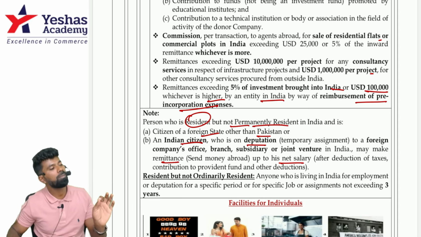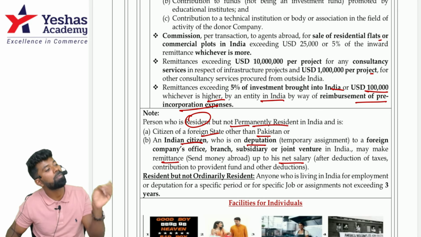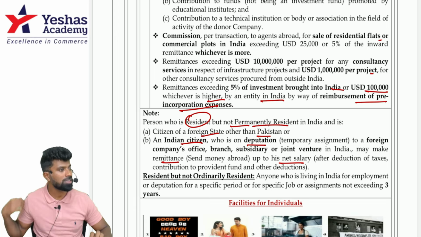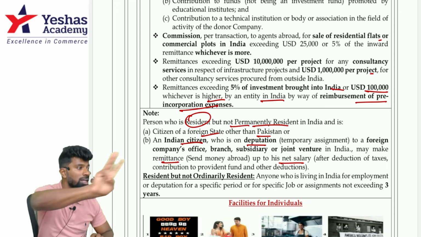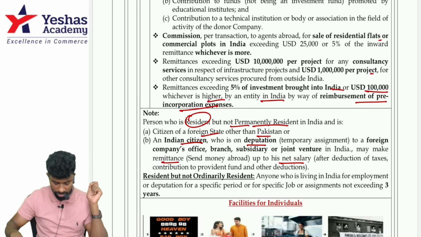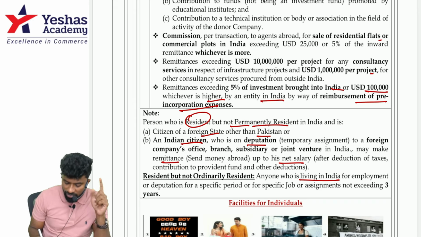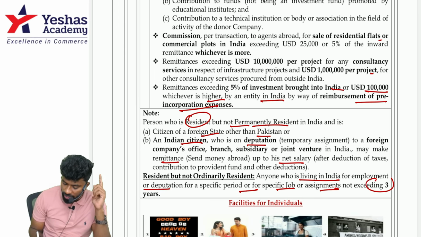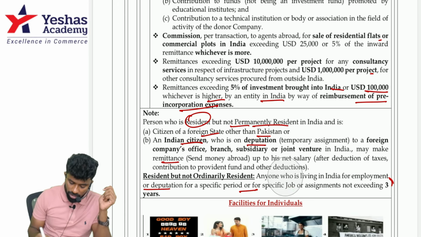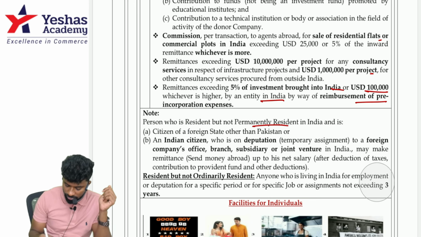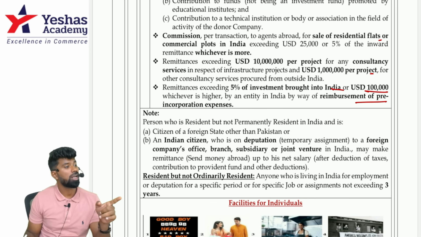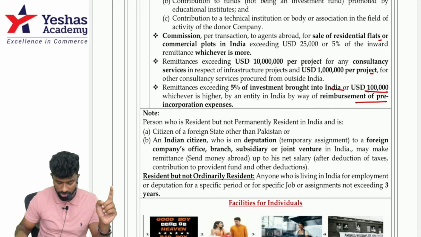Clear? Now, what do you mean by a person resident but not permanently resident in India? Means he has not stayed for more than how many years? 3 years. Means anyone who is living in India for employment or deputation for a specific period or a specific job or assignment not exceeding how many years? Then he is called what? Resident but not ordinarily resident.